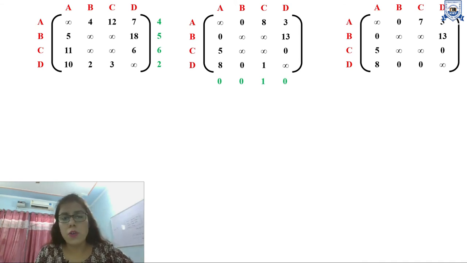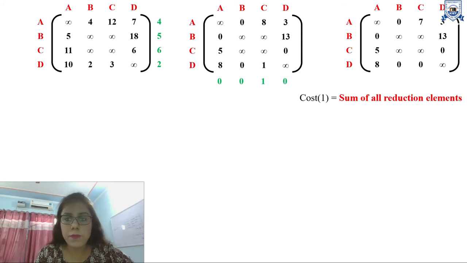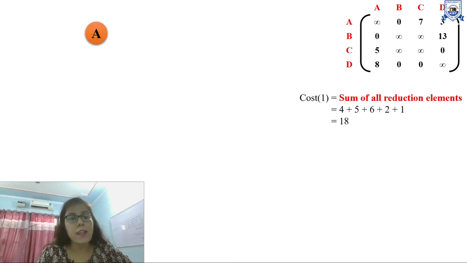Okay, so how to calculate this cost? This cost is the sum of all the reduction elements. So what are the reduction elements here? It's 4, 5, 6, 2, whatever I've applied in rows, and then 1 that is applied to the column. So a total of 18. This is my cost of reduction. Now I can say that I'm starting from my first node, that is A, and the cost associated with this is 18. So wherever I'm going to travel, my cost will be at least 18.